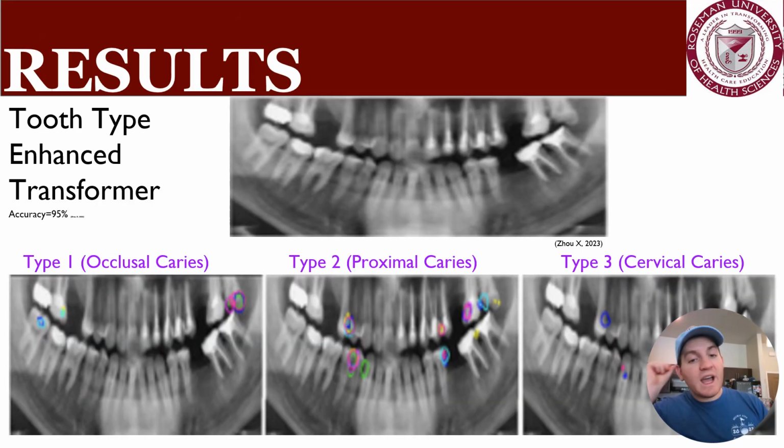This was an AI program that was utilized called the two-type enhanced transformer, and we can see that under a second, it identified an accuracy of 95% of all the caries that were looked at by the dentist. And we can see there that there was a type 1 occlusal caries, type 2 proximal caries, and a type 3 cervical caries that were all identified by the associated learning models in the AI program.